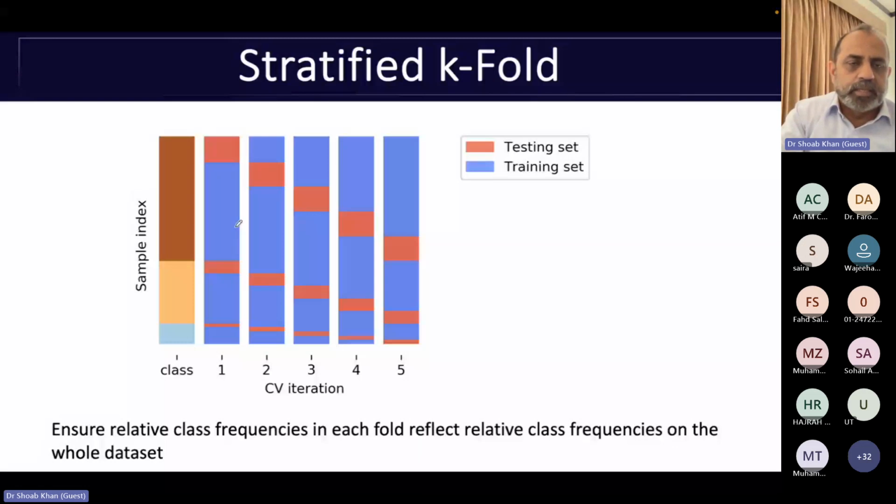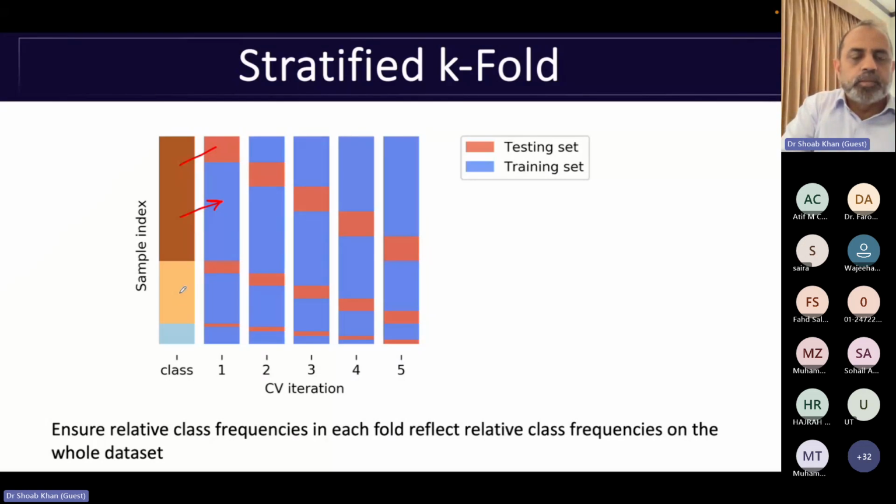For example, this is one class. There are more samples of this in your test data. So because there are more samples of this here, you have to have a relevant percentage of it selected in the k-fold.